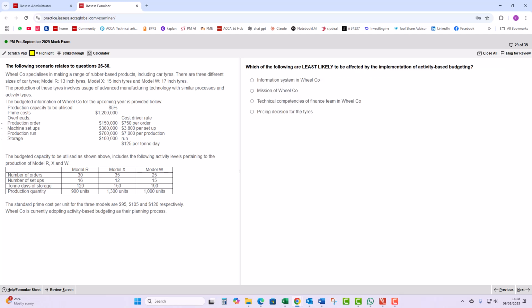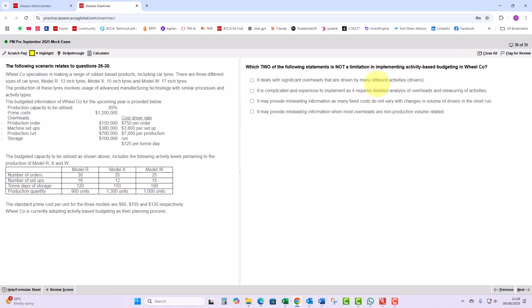Which of the following are least likely to be affected by the implementation of ABB? The information system. Normally, when we're introducing activity-based costing or activity-based budgeting, we have to look at the information that's being collected and the systems sitting around that, and they normally need to be changed, often quite significantly. The mission of Wilco, that is unlikely to be affected by this. This is not a strategic change to the organisation. Technical competencies of the finance team, that's likely to be affected if they've never done ABB before. Would be new learning for them. And pricing decisions for the tyres. If you're going to introduce ABB, you're very likely to lead to changes in prices based on the better information you get from ABB.